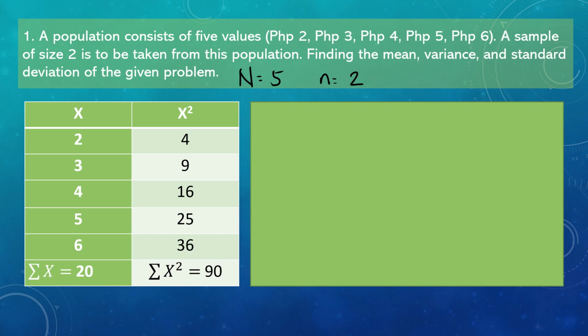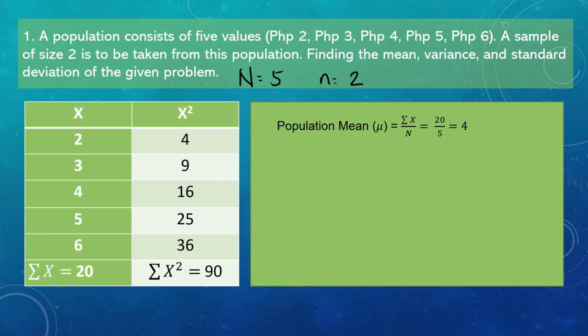Since we have completed the table, it is now time to find the population mean. To find the population mean, we use mu equal to summation of x over capital N. Our summation of x is 20, so by the substitution property, we substitute 20 for summation of x and 5 for capital N. By simplifying, 20 divided by 5 is equal to 4. Therefore, our mu is equal to 4.